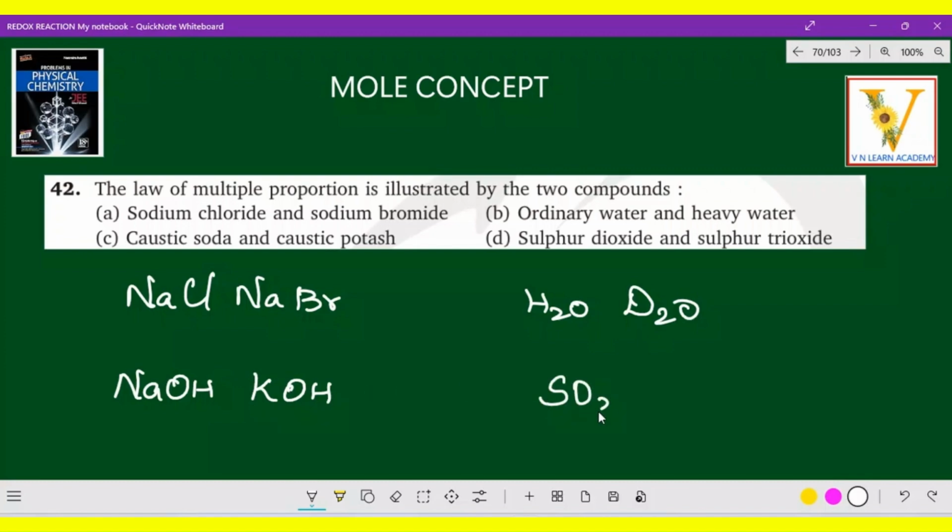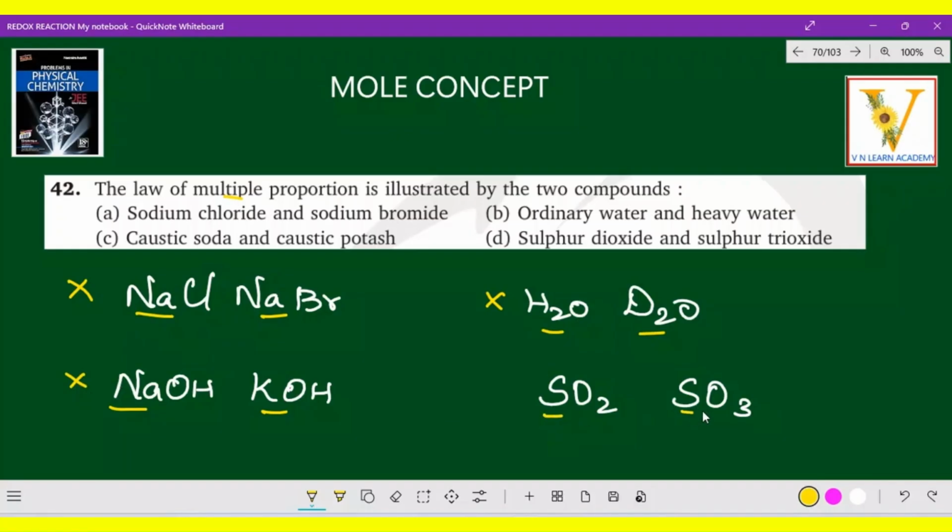sulfur dioxide and sulfur trioxide. In the first one, a fixed mass is there, I agree. But when we are going for multiple proportion, here chlorine and bromine totally vary. So this will not be the correct option for multiple proportion. In the same way, heavy water and ordinary water: hydrogen isotope, only deuterium, but still it varies. So this also will not be the correct option. And sodium and potassium are totally different atoms, so this is also not a correct option for multiple proportion.